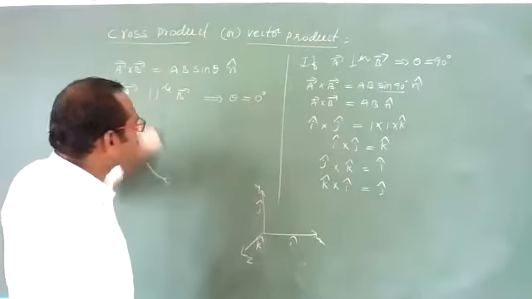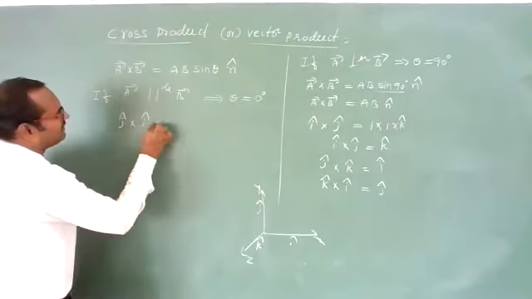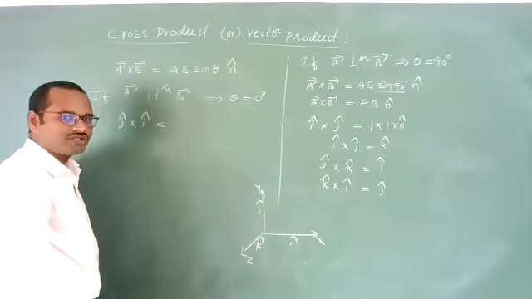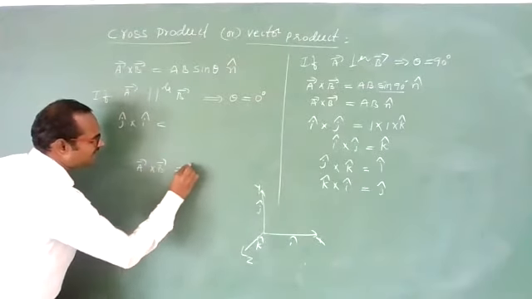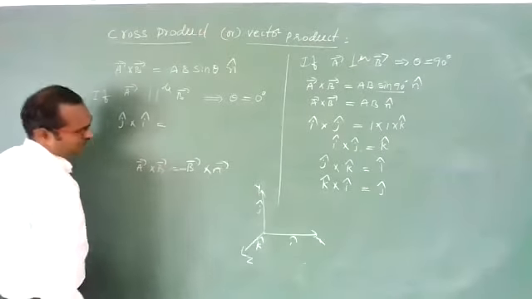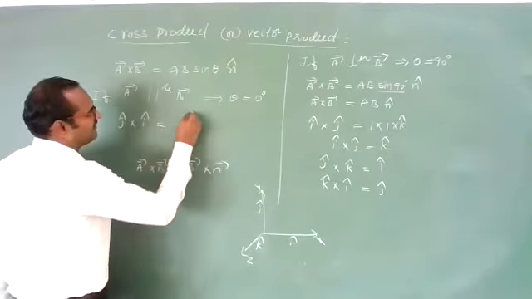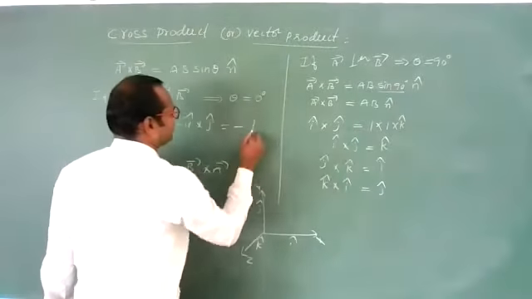Sometimes students you may get j cross i. Then what will be the answer, sir? J cross i. You know, just now I told you a cross b cannot be written as b cross a. So what should we do? We should keep a minus. It can be written as minus of i cross j. You know, i cross j is k. So it will be minus k.